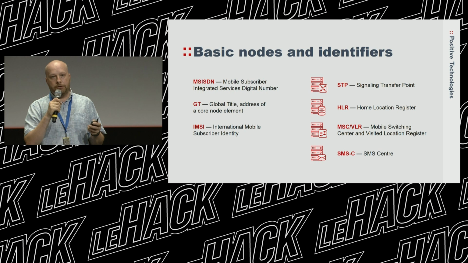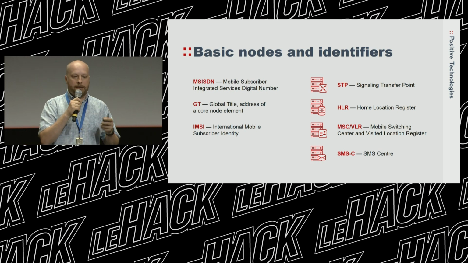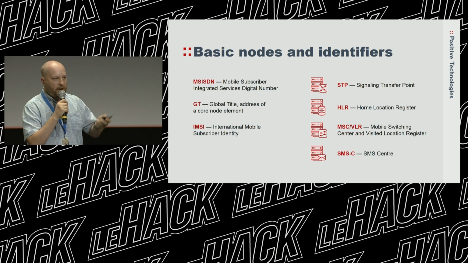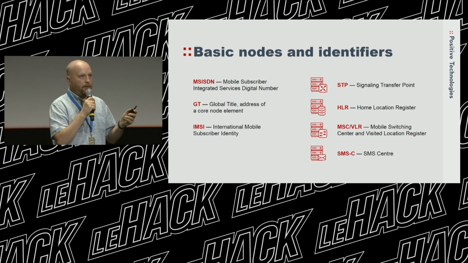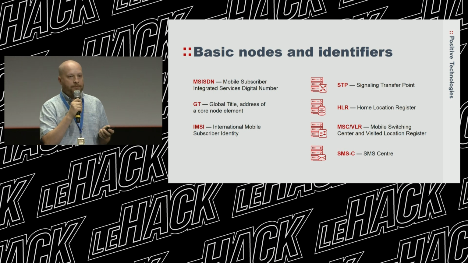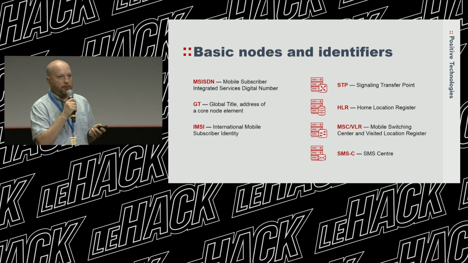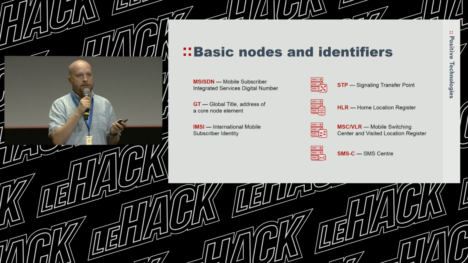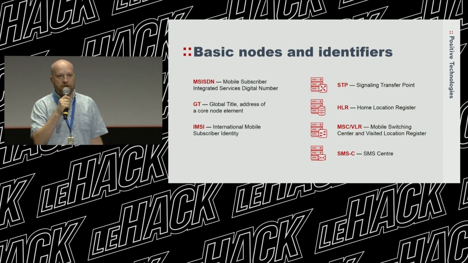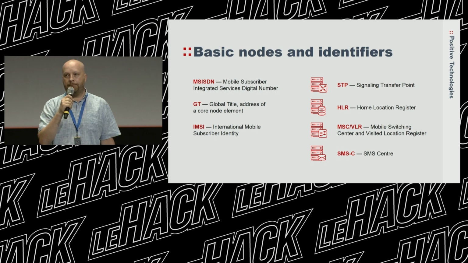I will use some terms, some identities, some abbreviations throughout the presentation, and I need to describe all of them. MSISDN. This is an identifier with a long abbreviation, it is just a telephone number. The second identifier is GT, or global title. Global title is the address of a network element in mobile networks. IMSI, International Mobile Subscriber Identity. This is the identity of a SIM card.